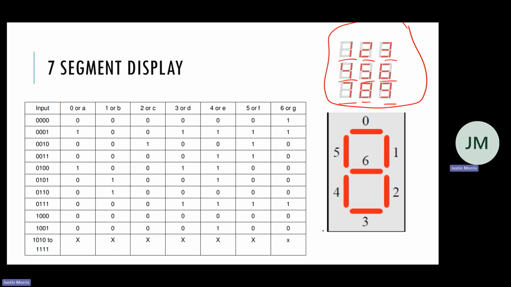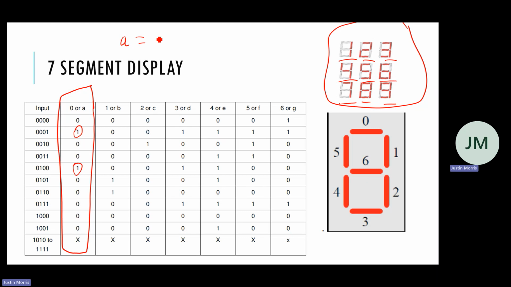So we can just look at it one column at a time, right? So for this segment of the display, it needs to be off when I'm trying to display a 1 or a 4. Okay. So that would correspond to, so let's call this A, right?